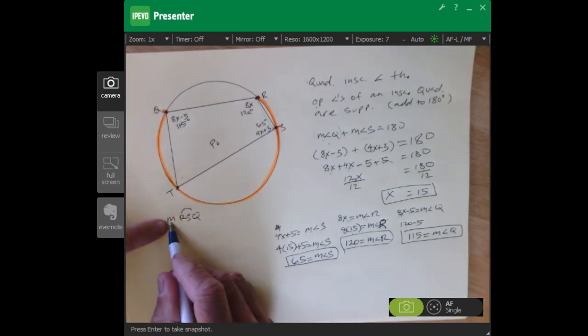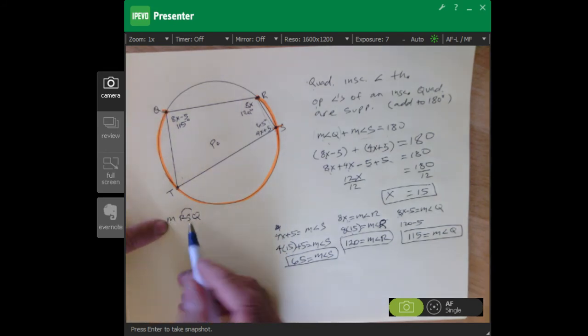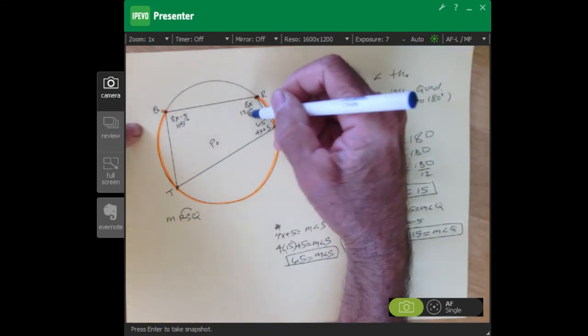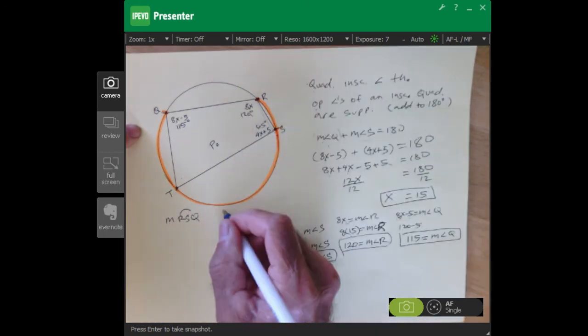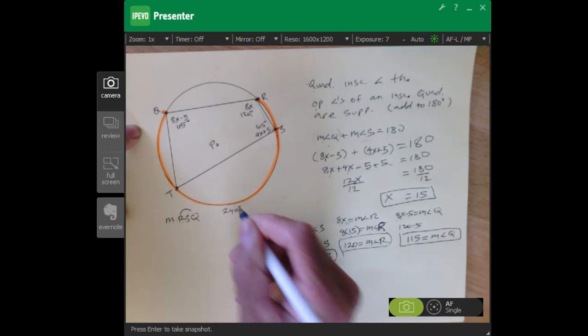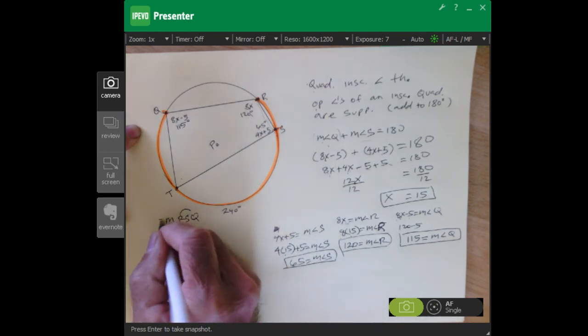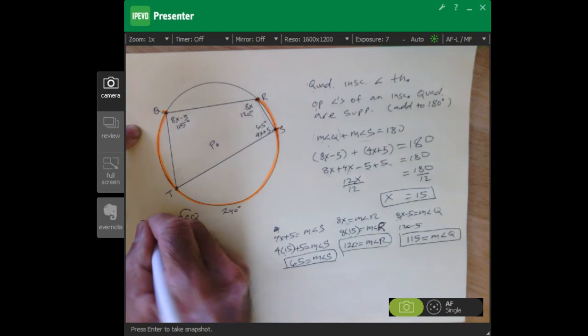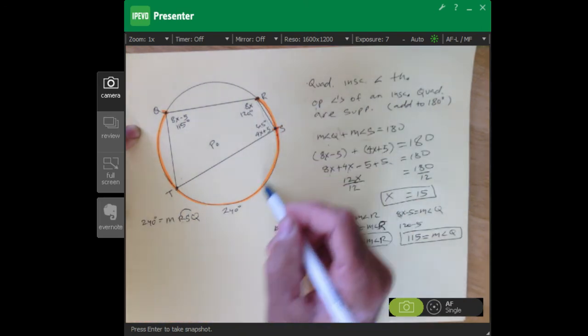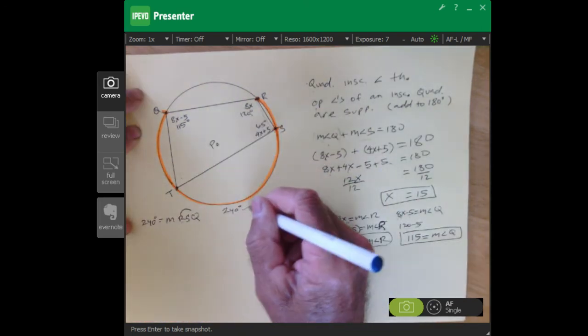So the measure of arc RSQ is gonna be double this. So 120 times 2, 240 degrees. So 240 degrees is equal to the measure of that major arc.